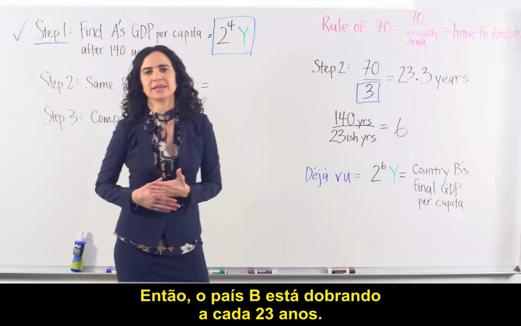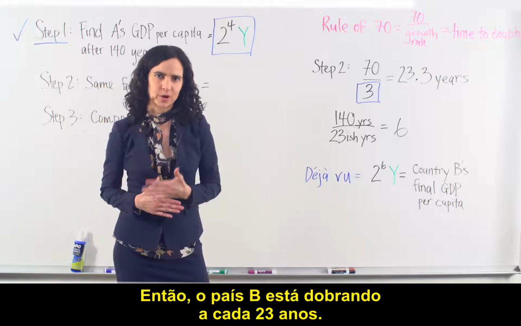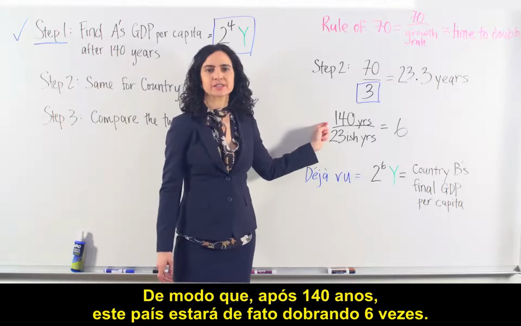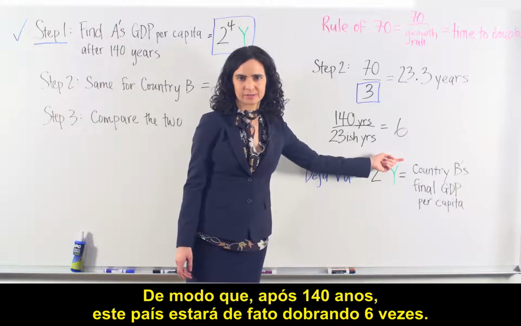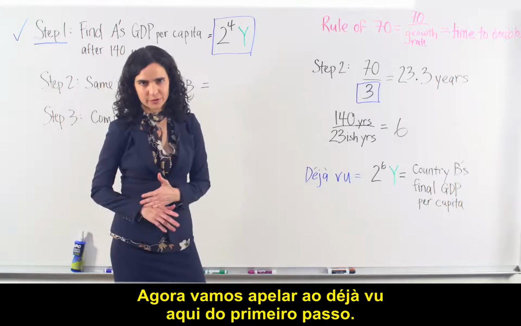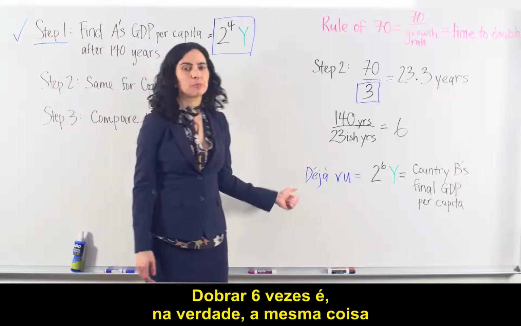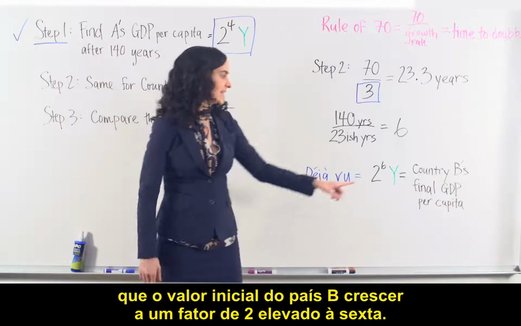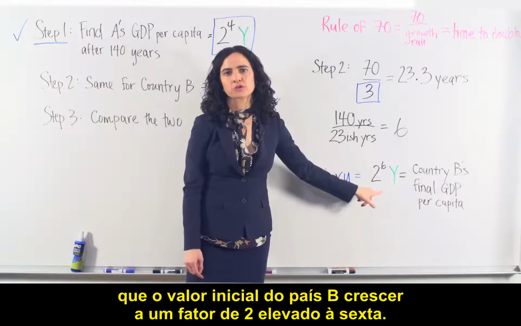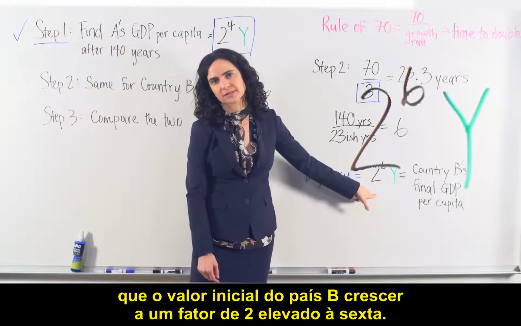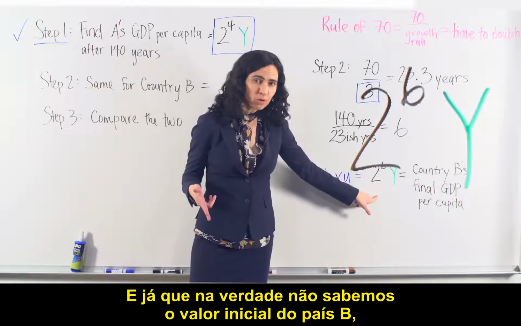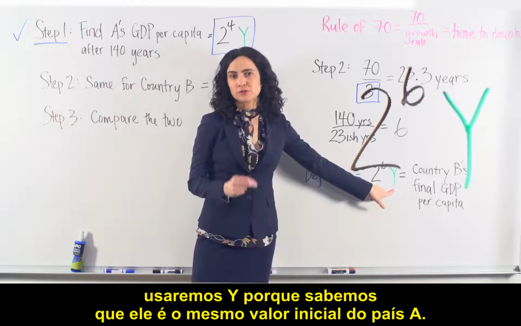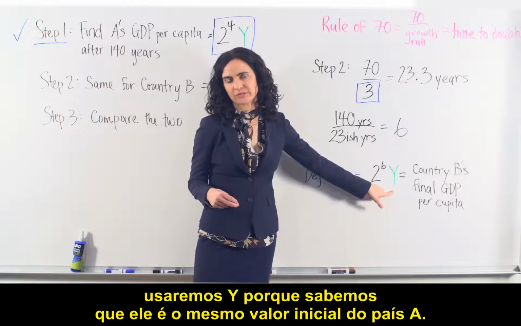So country B is doubling once every 23-ish years, such that over 140 years, this country is actually doubling 6 times. Now let's invoke deja vu here from step 1. Doubling 6 times is actually the same thing as country B's initial starting value growing by a factor of 2 to the 6th. And since we actually don't know country B's initial value, we're going to use Y because we do know it's the same as country A's initial value.